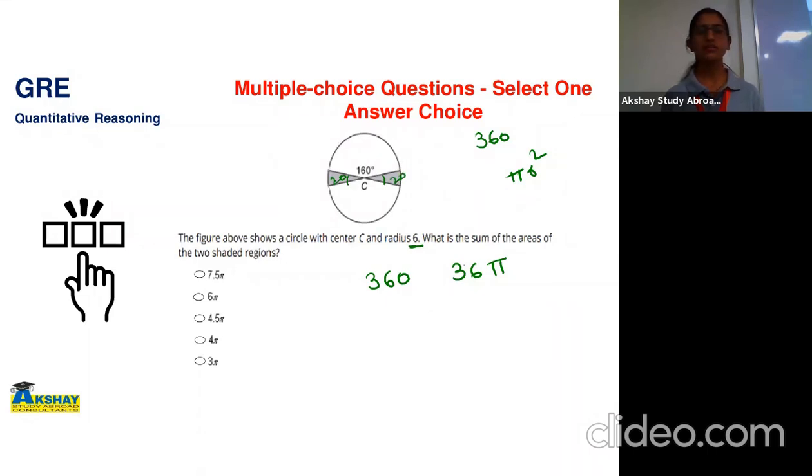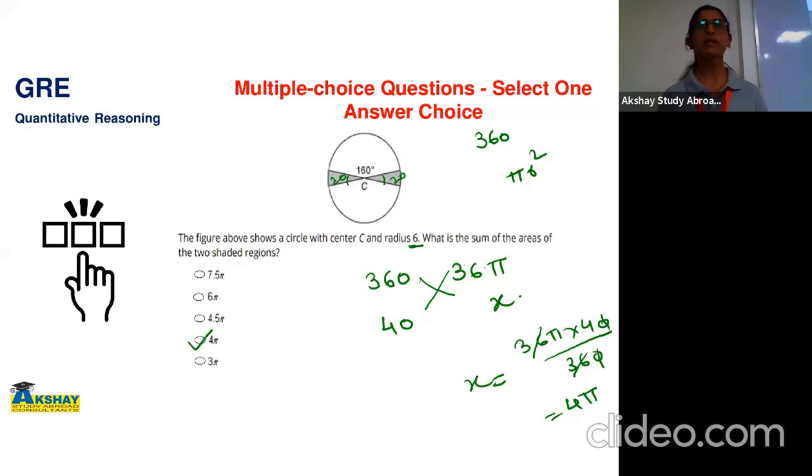So can I say if for 360-degree angle it is 36 pi, what is the area for 40 degrees? I can assume it as x. Then do cross multiplication. 36 pi into 40 upon 360 is equal to x. 0, 0 will get cancelled out. 36 is cancelled out. Remaining part is 4 pi, and that's it. 4 pi is the answer. Understood? How you can use only your elementary knowledge to solve this question.